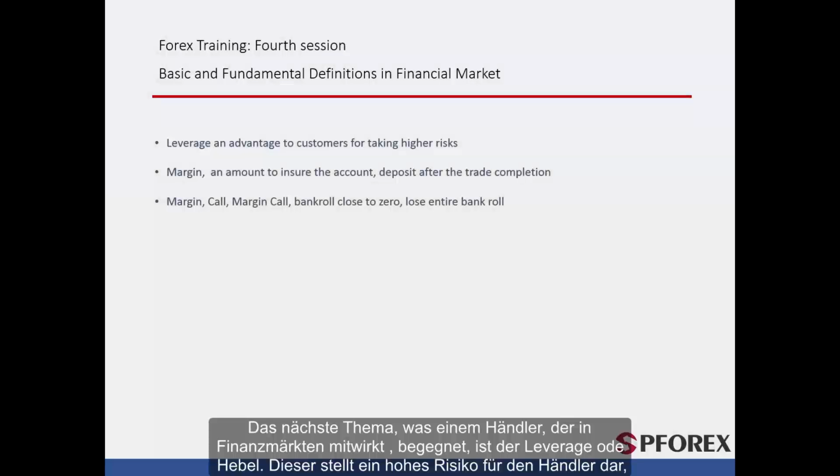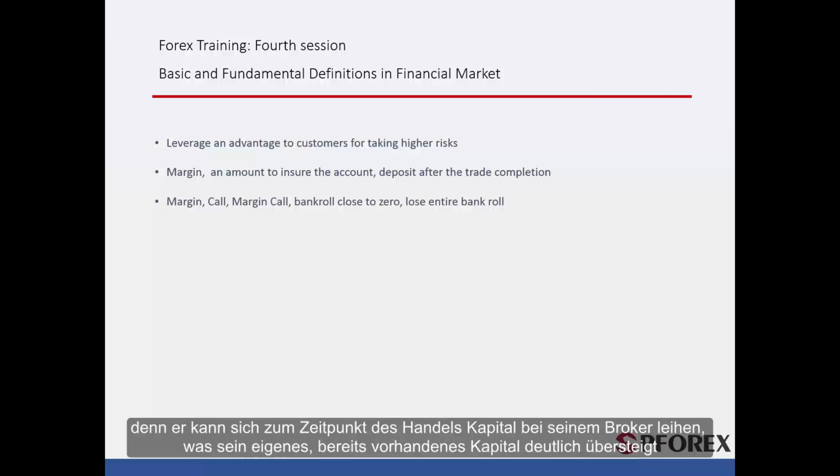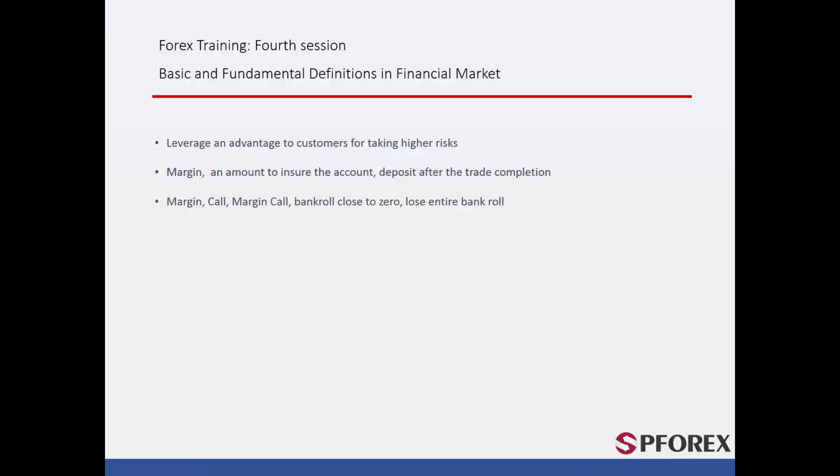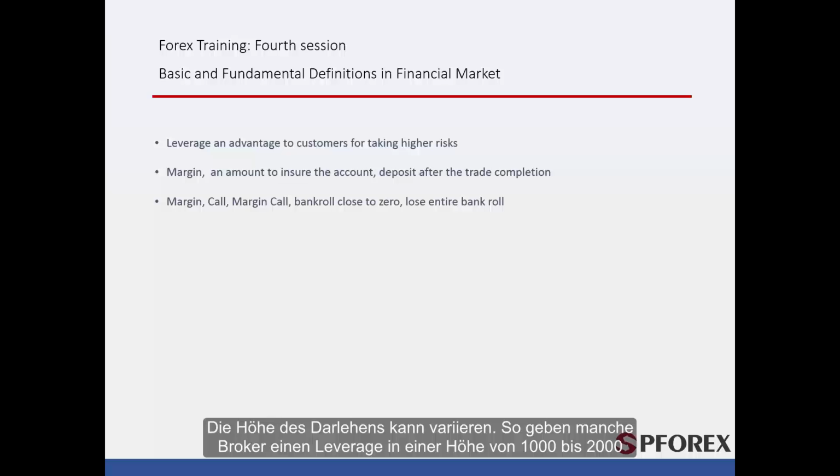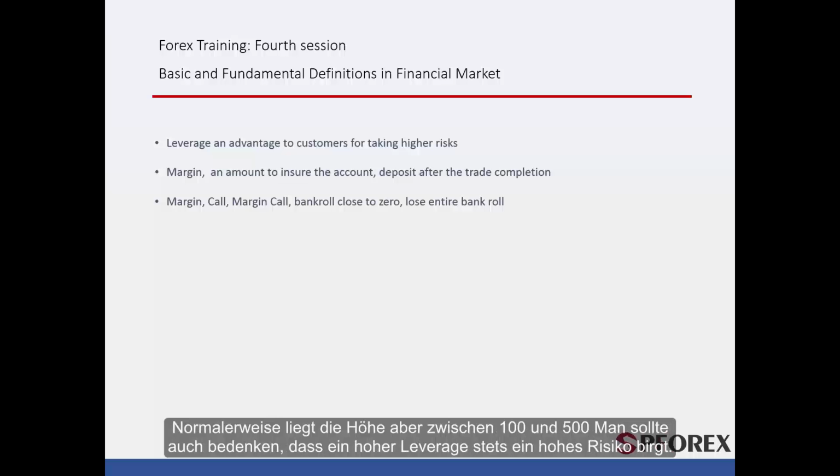Leverage. The next thing which will accompany small parties to participate in this market is leverage. This will also pose a risk for the party because they can loan several times more than their capital from their broker at the moment of trade. The quantity of this loan between brokers is variable. For instance, some brokers may even go up to 1,000 to 2,000 in leverage, but you should know that the standard is between 100 and 500. You should also consider that the higher the leverage, the higher the risk it holds.